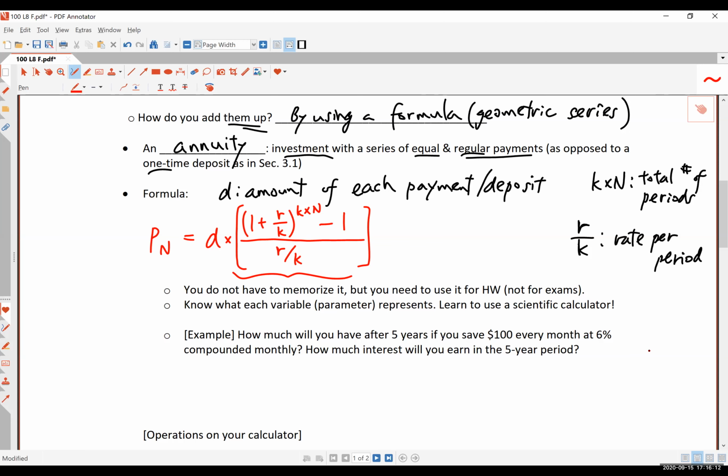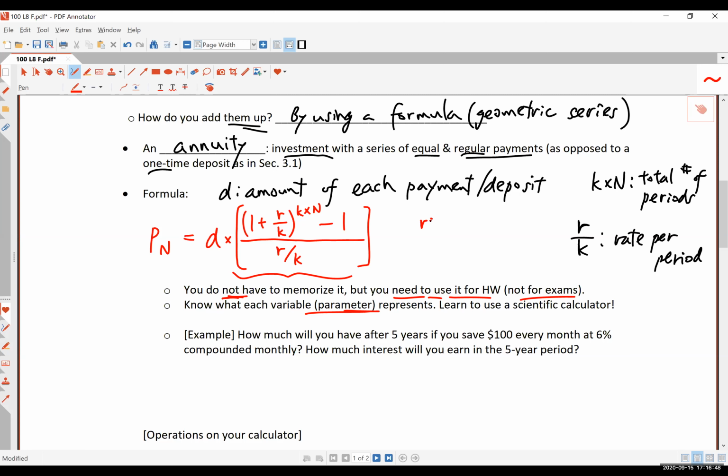do not let this intimidate you, okay? You do not have to memorize this for your homework or for your exams or your final, but you do have to use this to do a few problems in your assignments. Okay, so you do not have to memorize it, but you do need to use it for your homework. You do not need to use this for your exams. I will not provide this on your exams because you don't have to use this on the exams, just for your homework, okay?